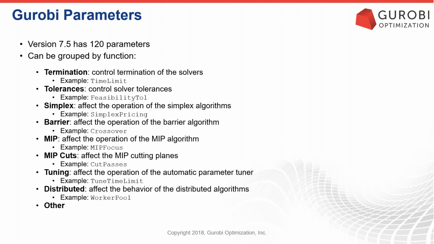Something that you are very likely to use are parameters for termination. So when does the solver stop? When is it enough? So sometimes this is wall clock time. So you say, okay, we spend at most 10 minutes to solve this model, or you solve to a certain MIP gap. So this controls when the solver finishes and returns.